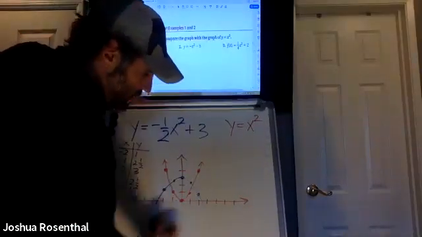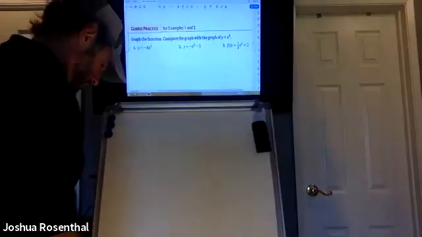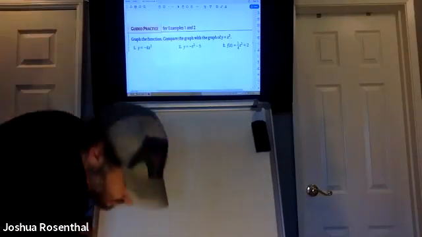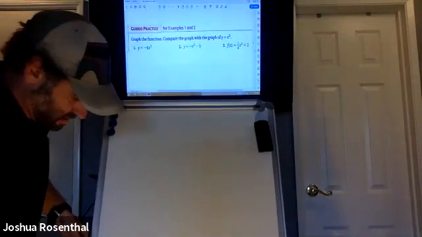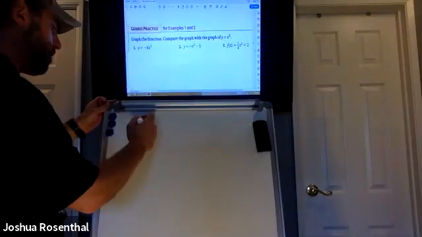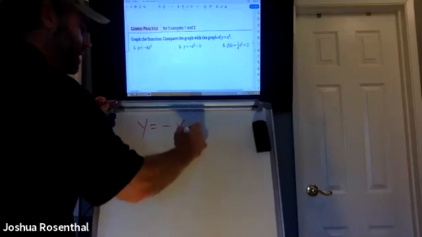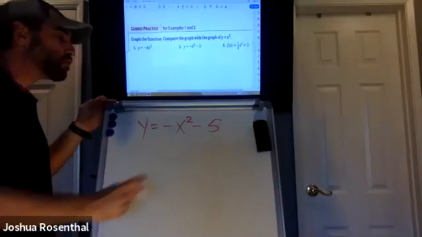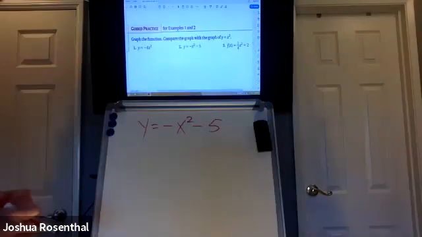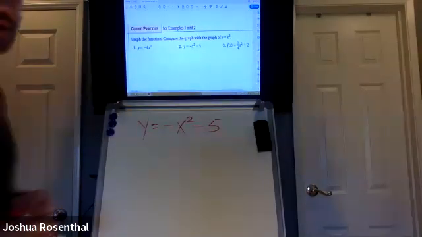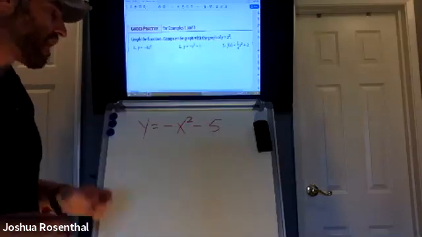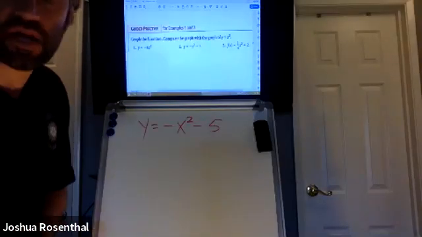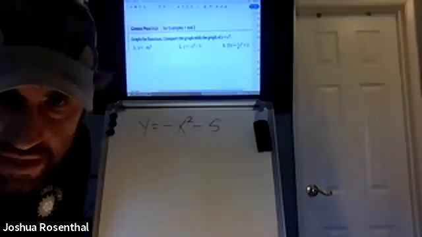What is it? It's negative x squared minus 5. Can you see it? I just pushed the board down a little bit. Okay, so y equals negative x squared minus 5. I want you to tell me in words what it's going to do. Instead of graphing it, I know you guys can make t-tables just fine. Just tell me in words, how does it transform the graph? Put it in writing, and I'm going to start reading them.